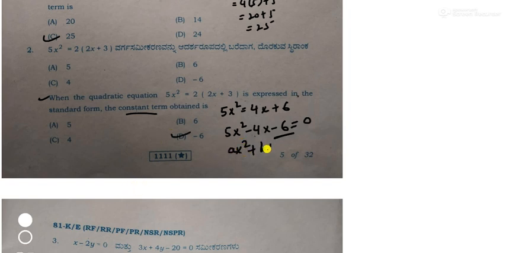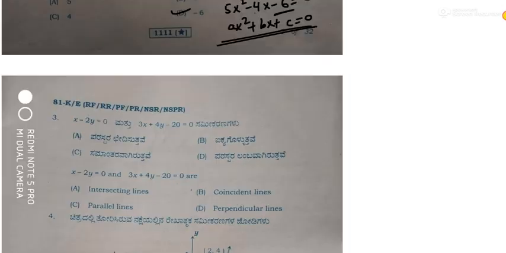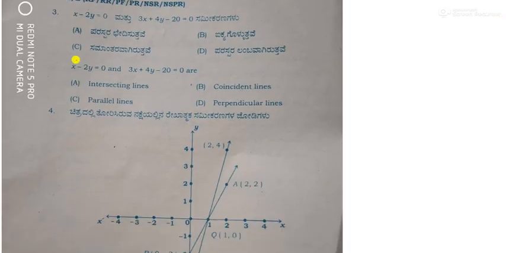Because this is in the standard form, ax square plus bx plus c equals 0. So you have to bring it in this form. I hope you have written it well. Moving to next, question number 3.